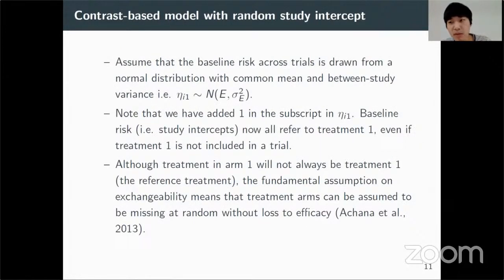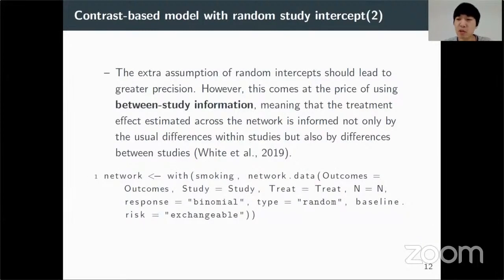So that was a basic NMA model. We have extended this basic model to, for instance, have a different assumption on baseline risk. Instead of having baseline risk to be independent, we can assume it to be exchangeable. And so we model the baseline risk using a normal distribution with a common mean and between-study variance, eta_E and sigma_E squared. This extra assumption of random intercept should lead to greater precision.